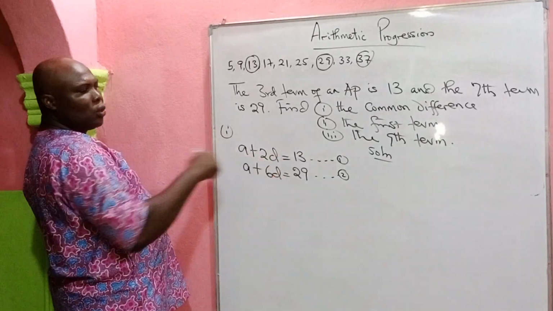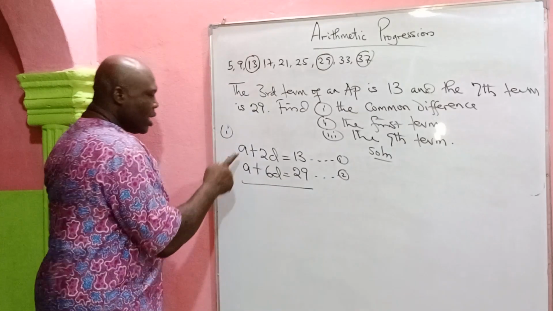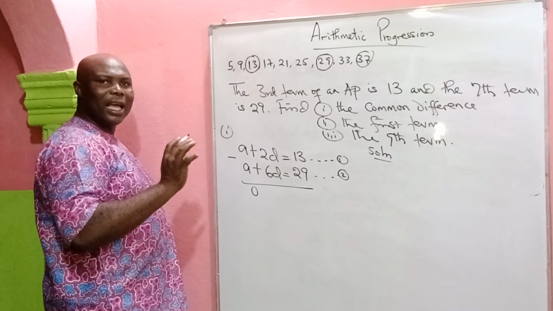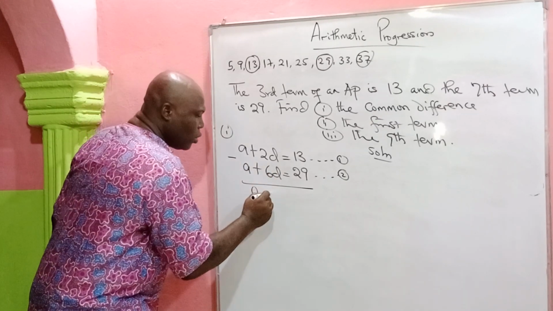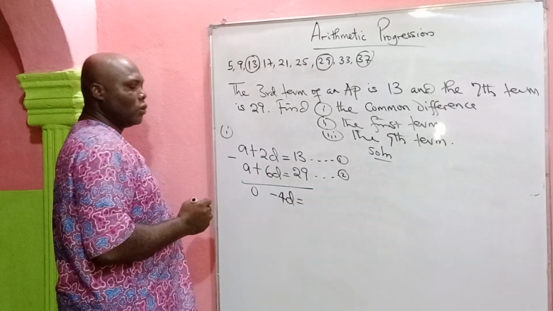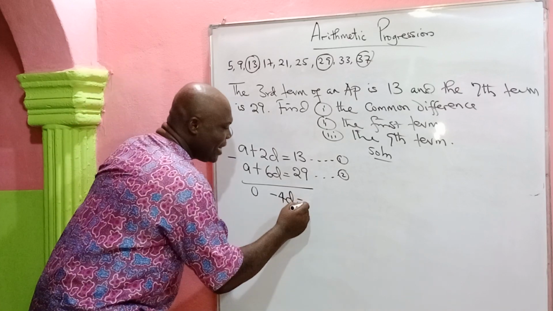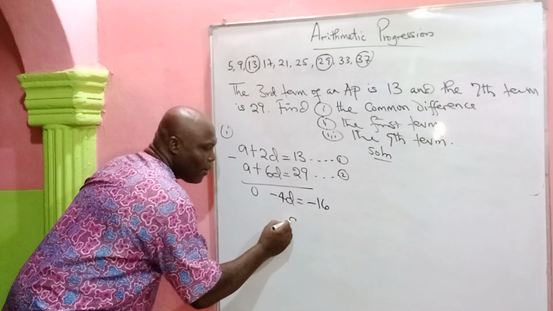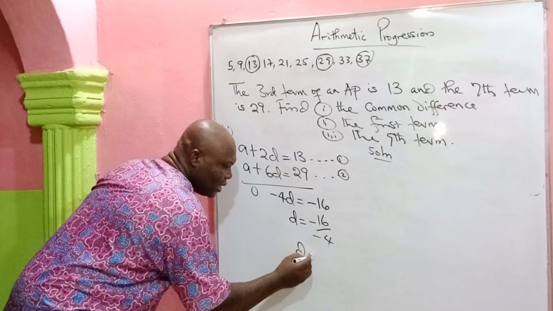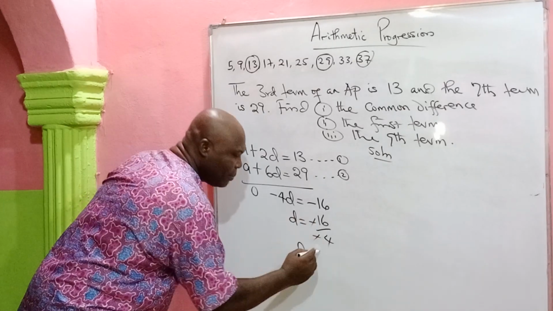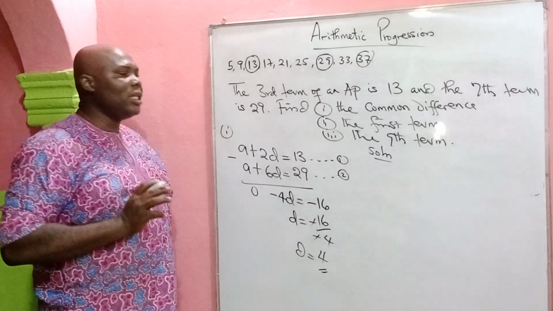If you look at these two simultaneous equations, when we subtract, we are eliminating A. A minus A gives us 0. But 2D minus 6D gives us negative 4D, equals 13 minus 29, which gives us negative 16. It therefore means that D will be negative 16 divided by negative 4. Minus cancels minus, and 16 divided by 4 is 4. So we have gotten the common difference of 4.